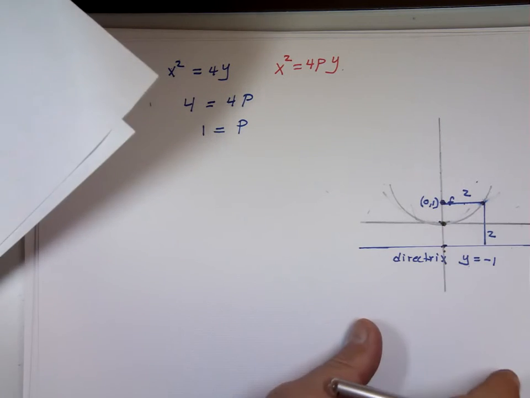I'll give you another one. Let's take, what was it, x squared there? So let me take another one: y squared equals negative 8x.